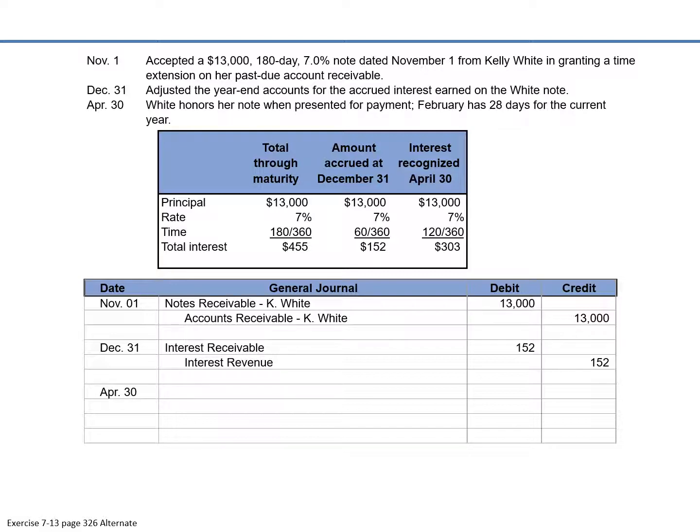And then on April 30th, we're going to record the cash collection, which is the sum total of the note receivable of $13,000, the interest receivable we had on the books at December 31st of $152, plus the interest revenue of $303 for the remainder of the time of the note that extended into the next year, that other 120 days, for a total of $13,455. Okay, hopefully you did well on that one.